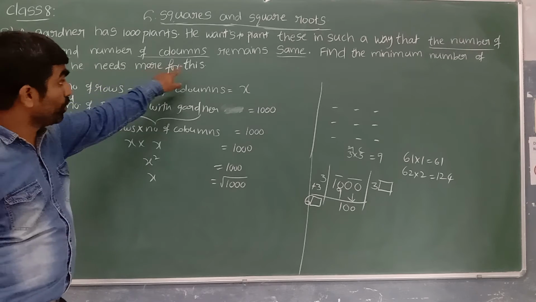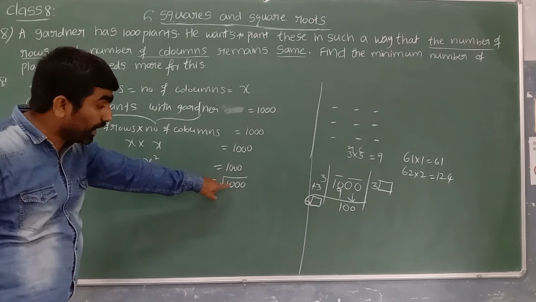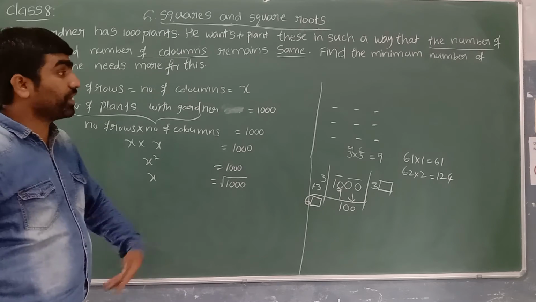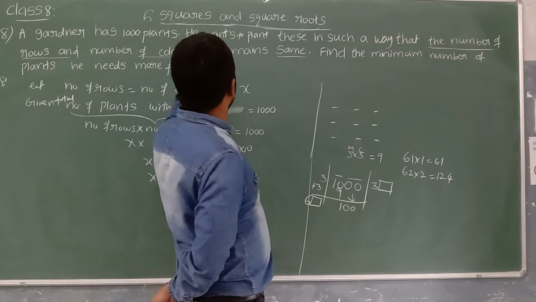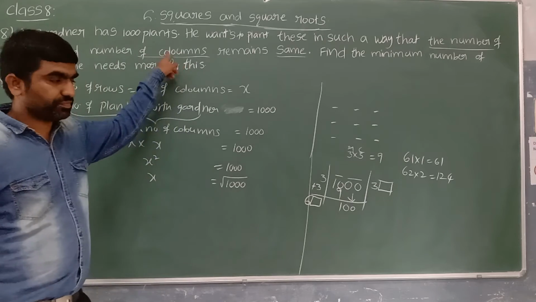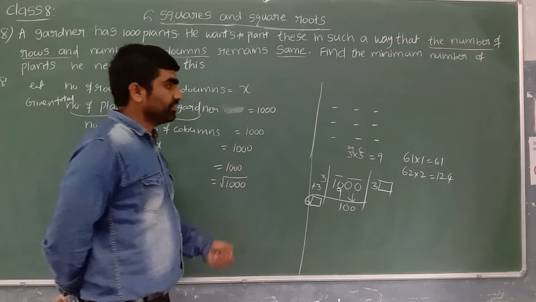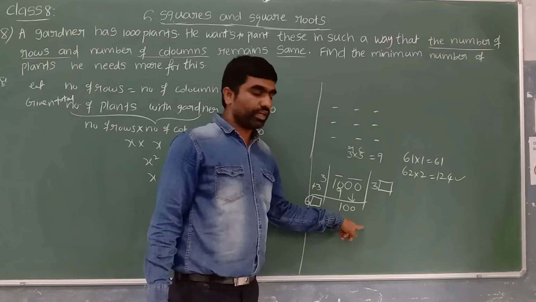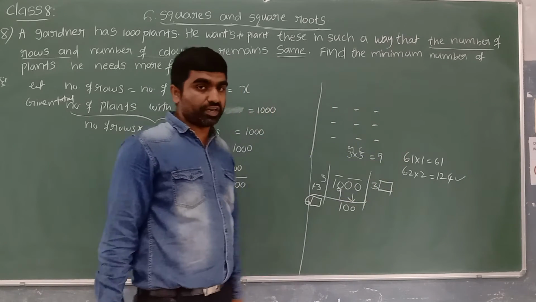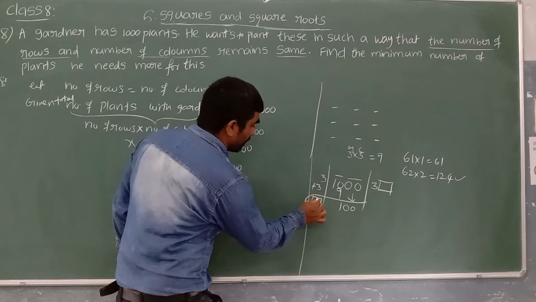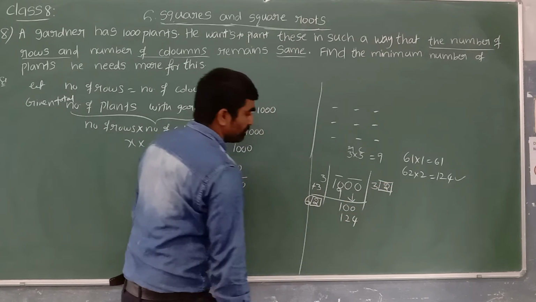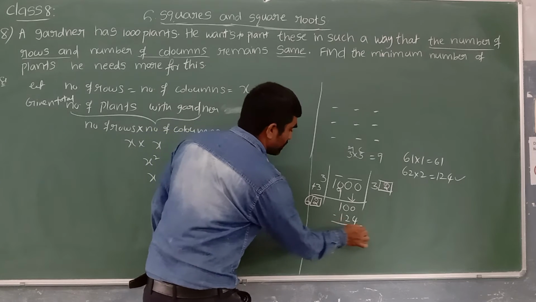How many more plants does he need for this? How many plants do we need to add to 1000 plants to make it a perfect square, to make this arrangement? When you want to add, I said we can go with the greater number at the last step. This is the last step now, so we go with the greater number. We made it 2, here also 2, 62 times 2 is 124. Do the subtraction here.